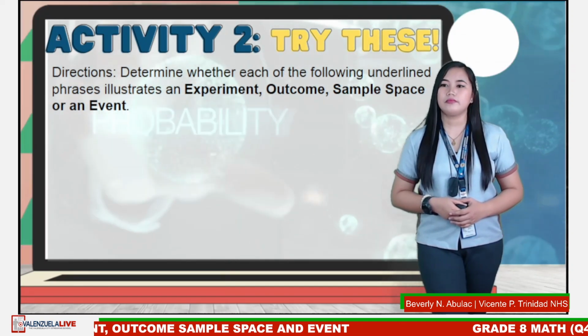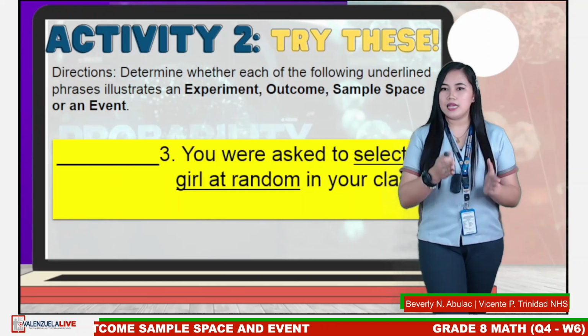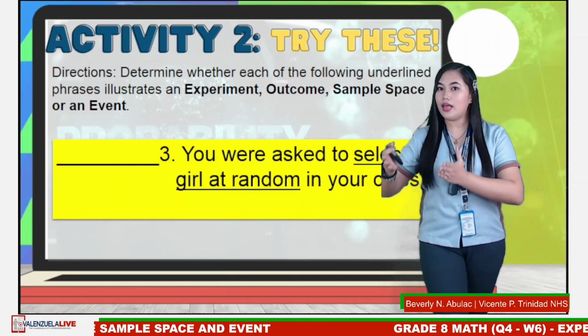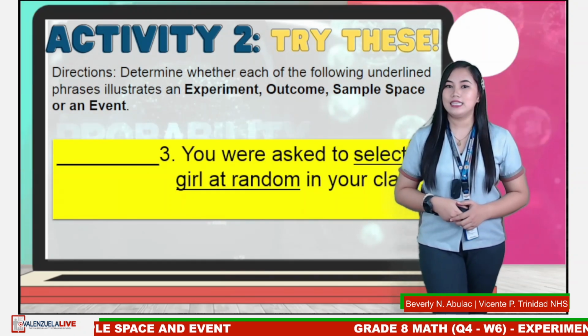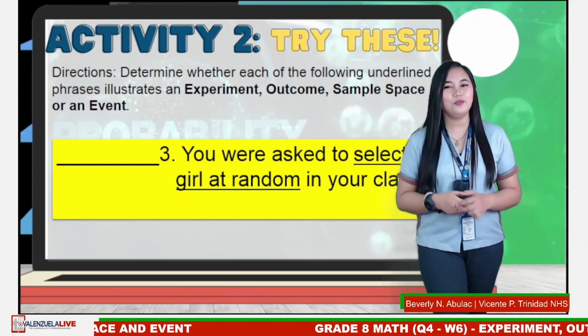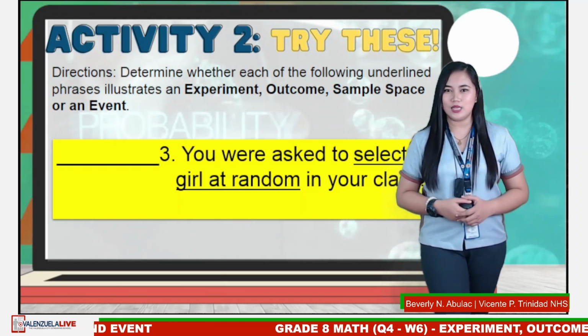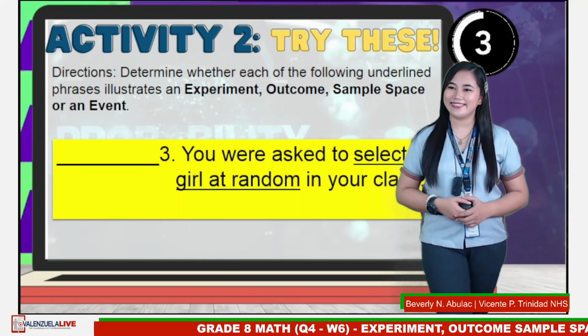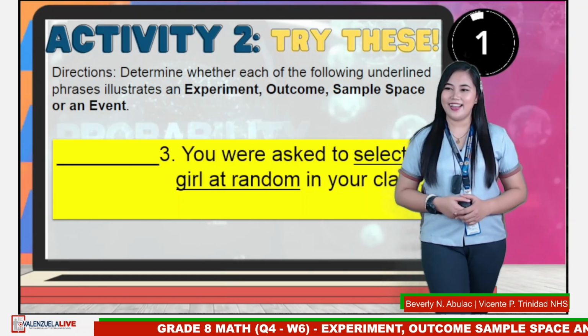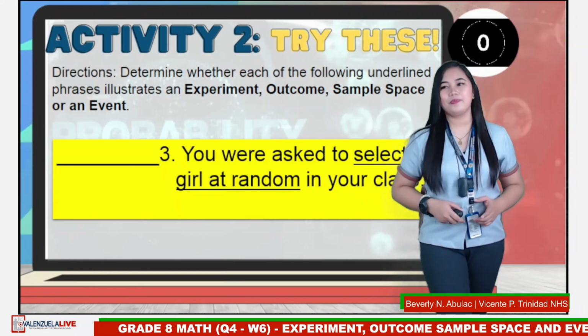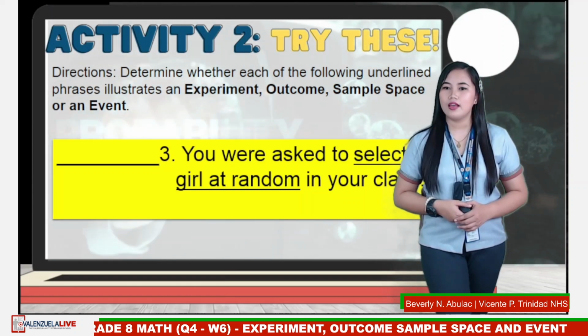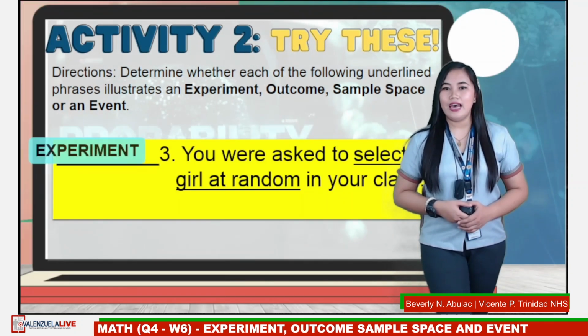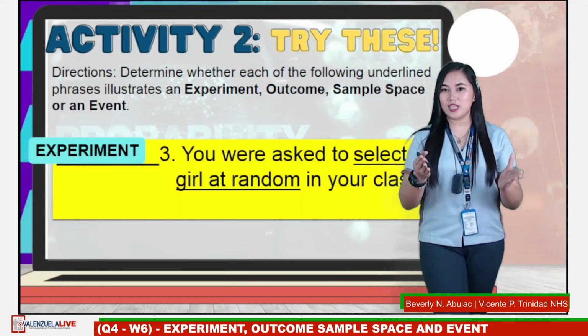Number 3. You were asked to select a girl at random in your class. What could the underlined phrase illustrate? Time's up. Very good. The answer is experiment.